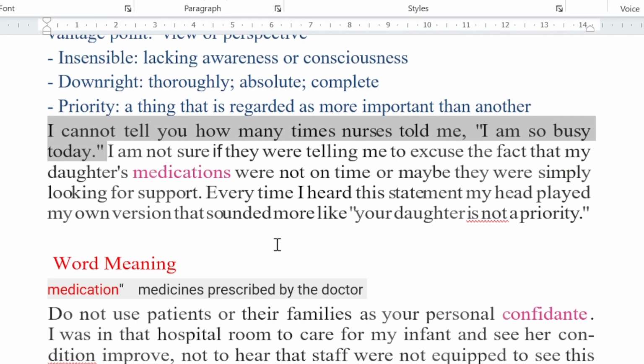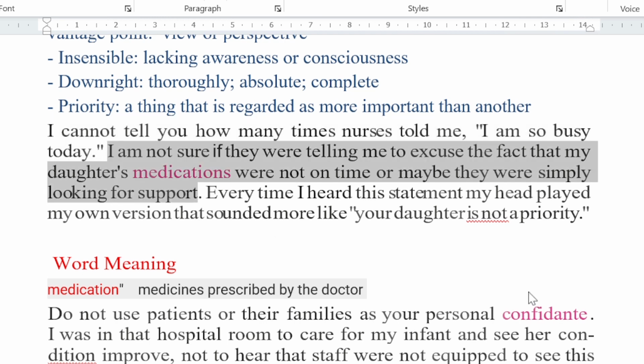I cannot tell you how many times nurses told me, "I am so busy today." So the nurses repeatedly informed the speaker about their busy schedule. I am not sure if they were telling me to excuse the fact that my daughter's medication was not on time, or maybe they were simply looking for support. Here the speaker is uncertain about the intention behind the nurses' statement that they were busy.